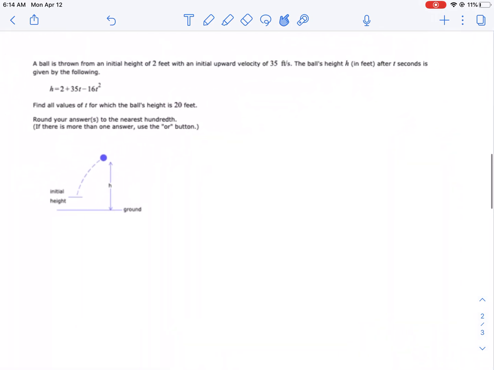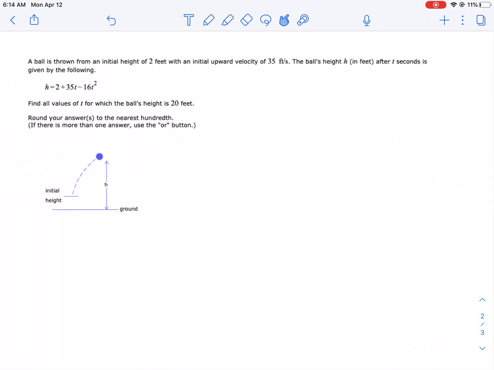Okay, let's take a look at another question here. It says a ball is thrown from an initial height of 2 feet with initial upward velocity of 35 feet per second. The ball's height, h, after t seconds is given by this formula: h equals 2 plus 35t minus 16t squared. Find all the values of t for which the ball's height is 20 feet. In other words, h is 20 then, isn't it?